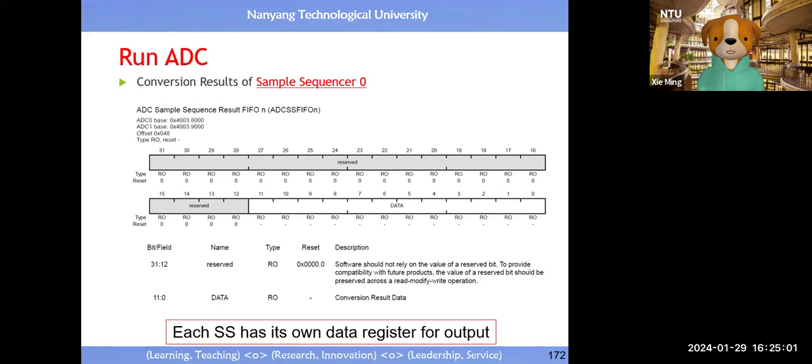Run means once you run, you basically just read the digital data from this register. That's why I mentioned the analog value is converted to 12 bits and stored here. Look at this data: bit 0 and here bit 11 make a 12-bit value, right? So you read the number from here.